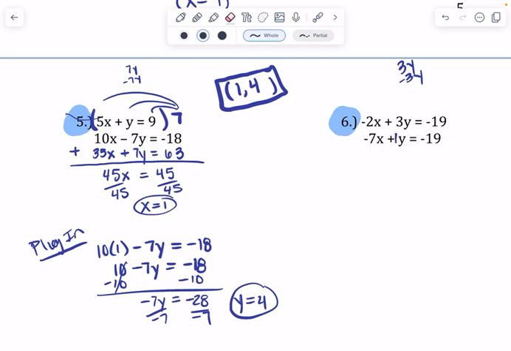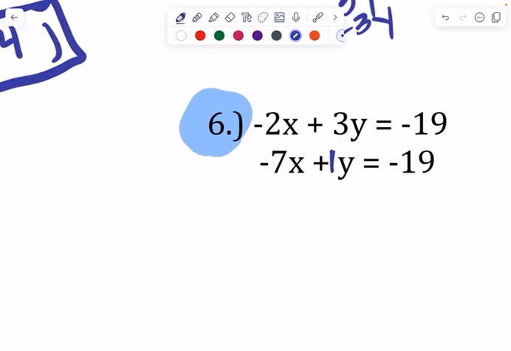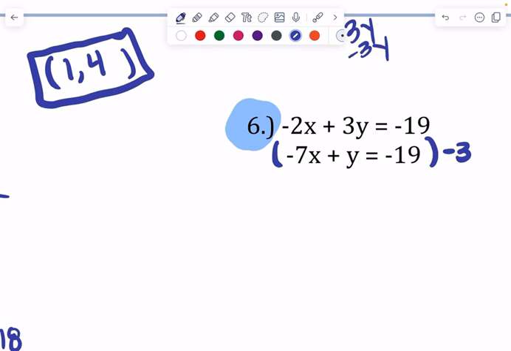So only multiply by a negative if your signs are not positive and negative already. If they're both positive or both negative, we should be multiplying by that negative value. So if we have positive 3 here, we need this guy to be negative 3. So 1 times what gets you negative 3? Negative 3. Multiply the entire equation, so distribute it in there to the whole thing.